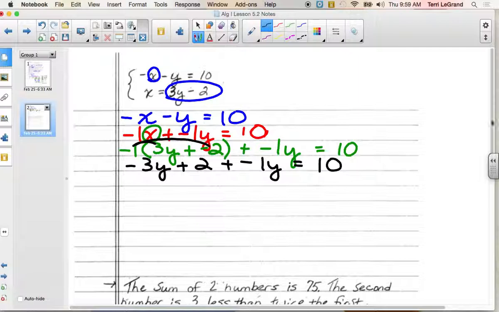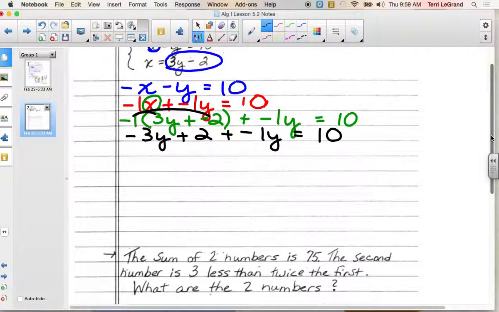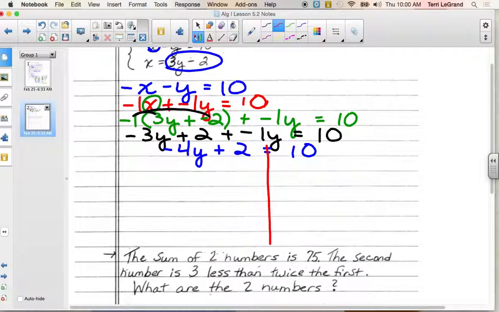Do we have some more simplifying we can do? Okay, what can we do now? Combine the y's. So what do we have? Negative 4y plus 2 equals 10. Negative 4y plus 2 equals 10. We brought the y's together. And now we're ready to solve it. So go ahead and get your y value. What is y equal to?